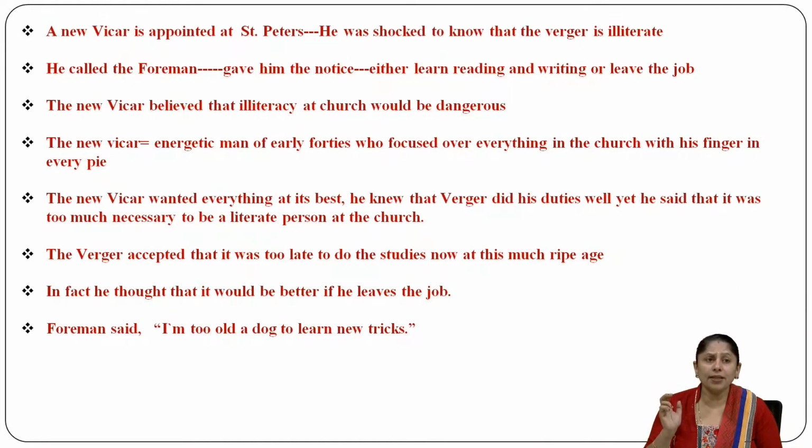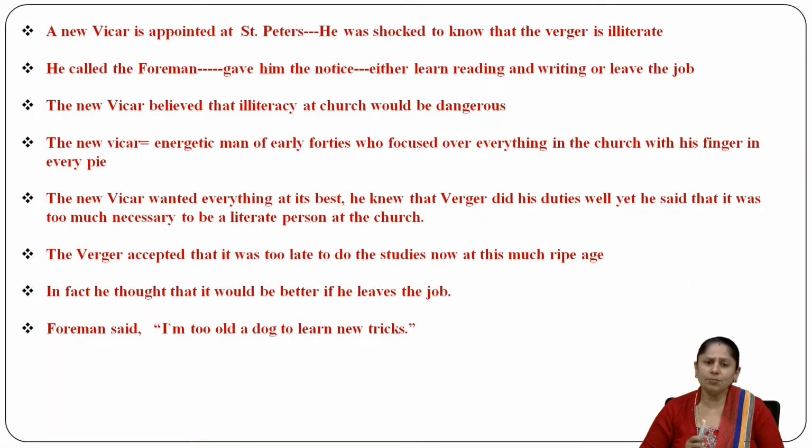The church would not be efficient enough if the verger hadn't studied. So he wished that the position of the verger should be held by a literate person in the church. The new vicar wanted everything at its best. He knew that the verger did his duties well, yet he said it was necessary to be a literate person at the church. He believed that the verger must be literate, otherwise the verger's duty should be stopped and a new verger, a literate one, should be appointed to the church.